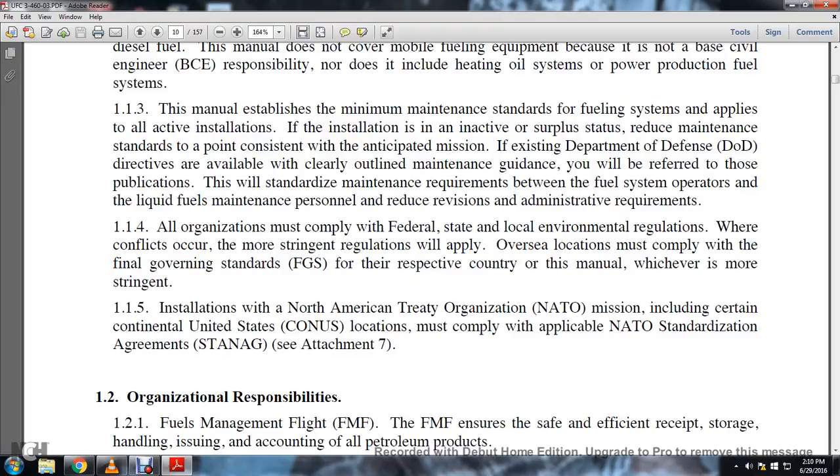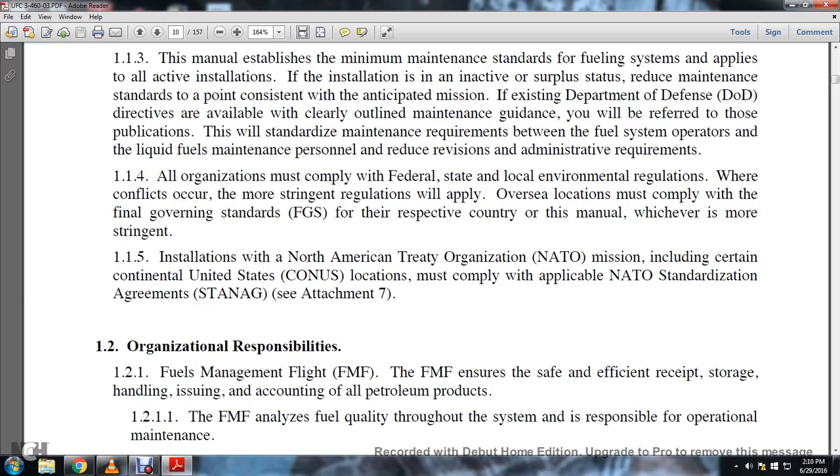1.1.4 All organizations must comply with federal, state, and local regulations. Where conflicts occur, the more stringent regulations will apply. Overseas locations must comply with the final governing standards in the respective country and with the manual, whichever is more stringent. Installations with a North Atlantic Treaty Organization mission, including continental United States locations, must comply with the applicable NATO standardization agreements, listed in Attachment 7.